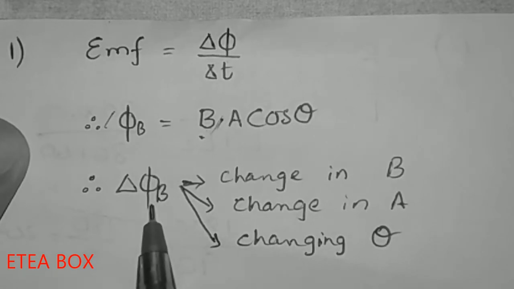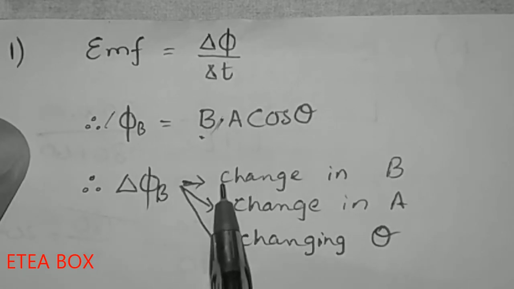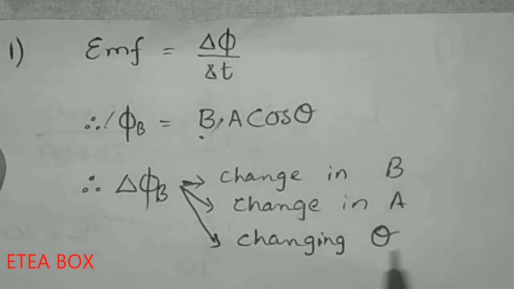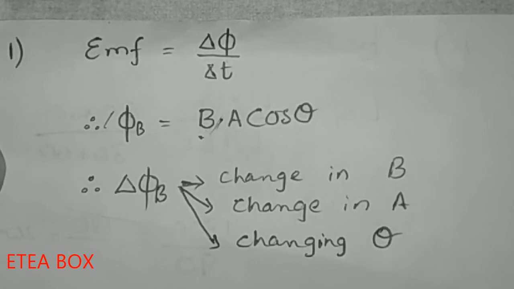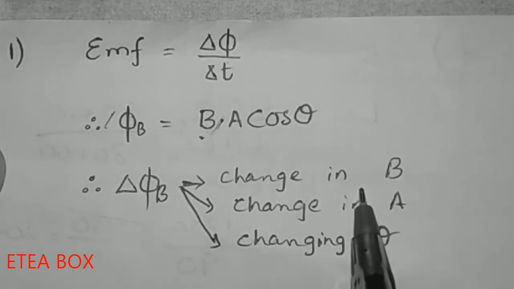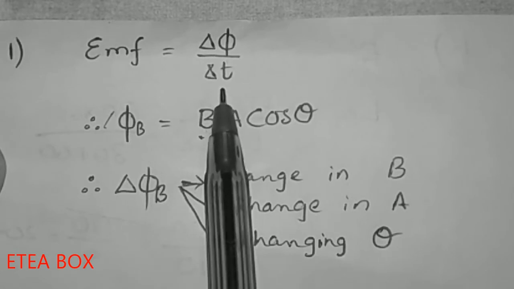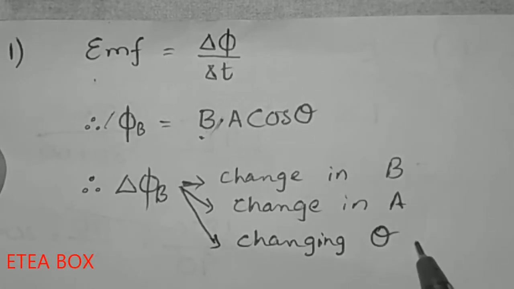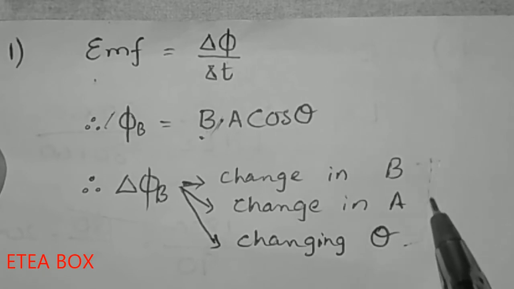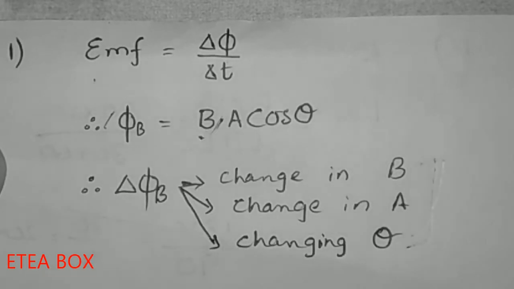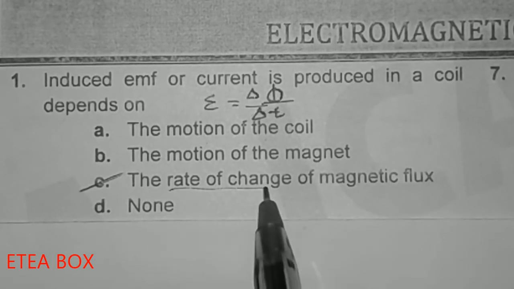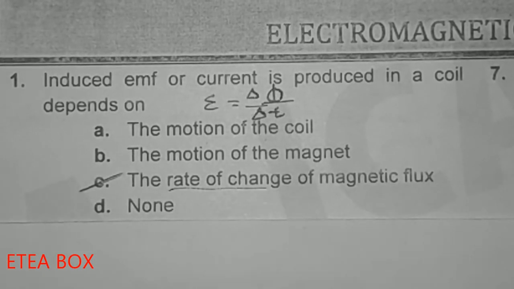Now the change in magnetic flux also depends upon the change in magnetic field, change in area, or change in the angle, okay? So we can say that when we change the magnetic field with time, it also produces the EMF. When we change one of these elements with time, it produces EMF. Now look here, option C is correct. We have to mention the rate of change, okay? So option C is correct here.